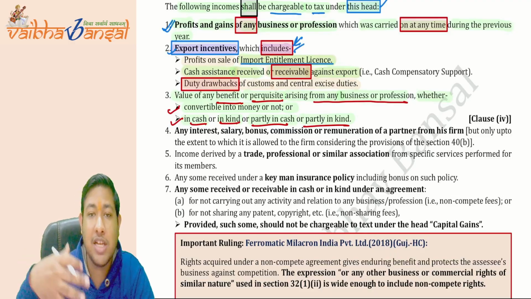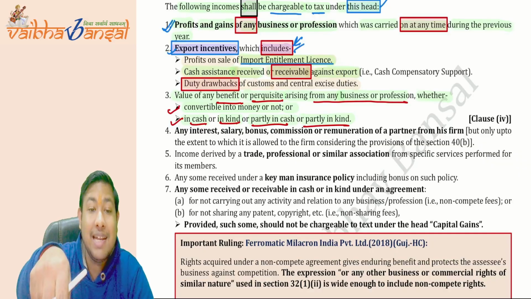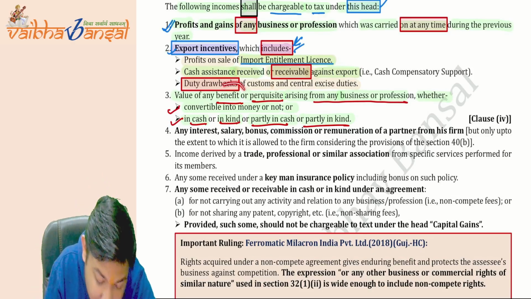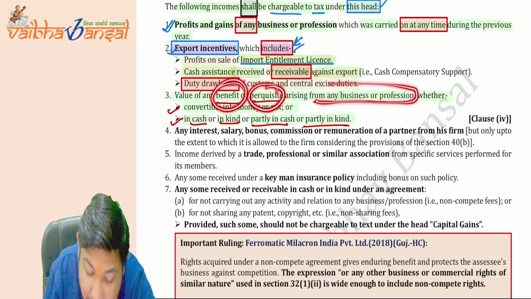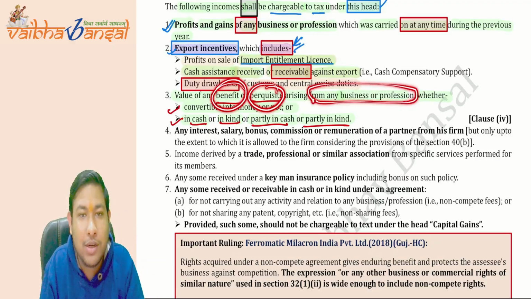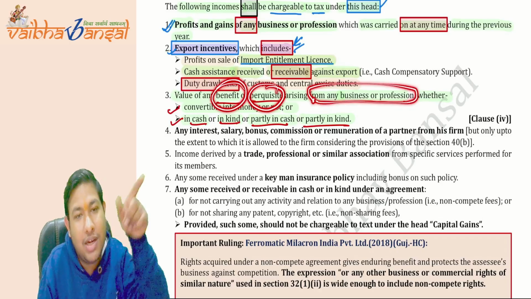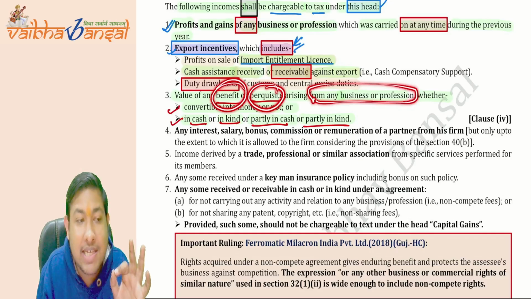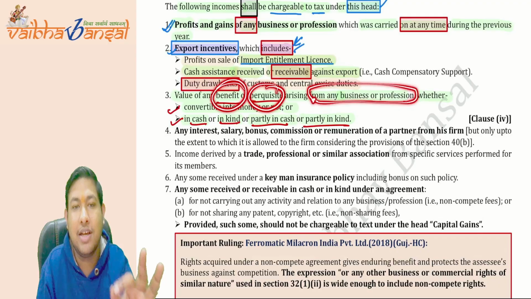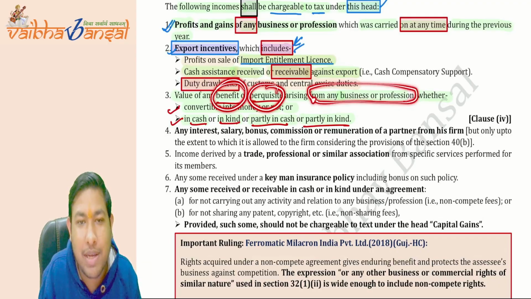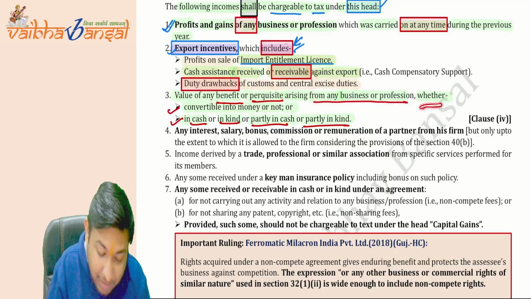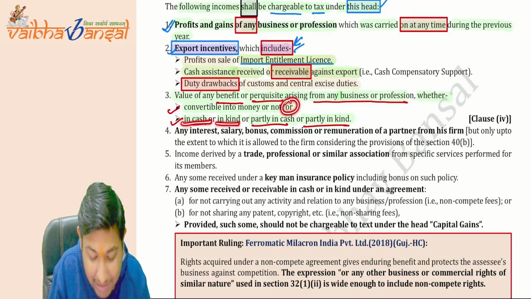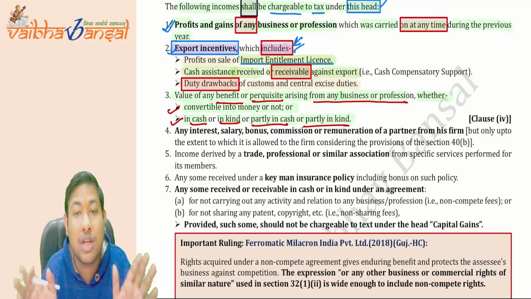The company is giving various perquisites for your salary in relation to your employment. If the benefit or perquisite is in relation to your employment, then it is not going to be taxed under the head PGBP. It will go under the head salary. Only when the benefit or perquisite arises from business or profession is it going to be taxed under the head PGBP. Whether convertible into money or not, we do not care, whether in cash, in kind, or partly in cash and partly in kind, we do not care.